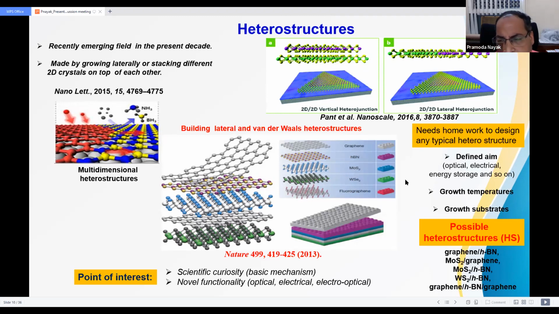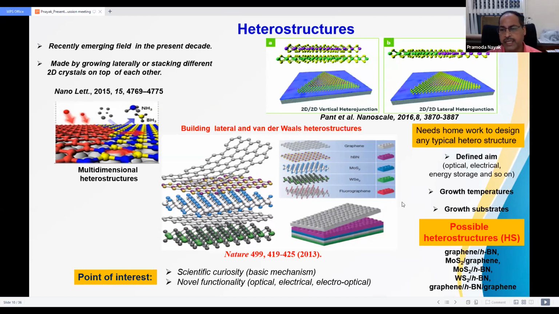But before designing a heterostructure, we need to do some homework, because we need to know what type of application we are looking for, and accordingly what type of heterostructure we are making. Let's say if you are taking a graphene and TMD heterostructure, graphene is mostly prepared on a metallic substrate, whereas the TMD is grown on an insulating substrate. So in situ heterostructure is very, very difficult. So we have to go for the out-of-plane heterostructure or the van der Waals heterostructure. And if you make a TMD heterostructure, we can do both: a lateral heterostructure as well as a vertical heterostructure.